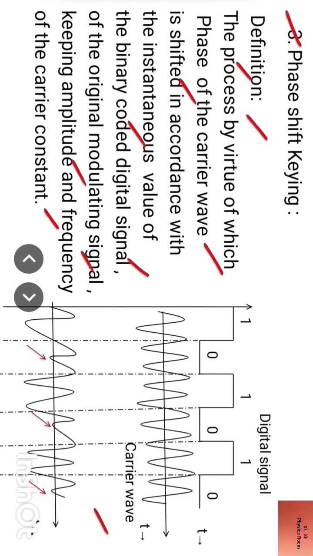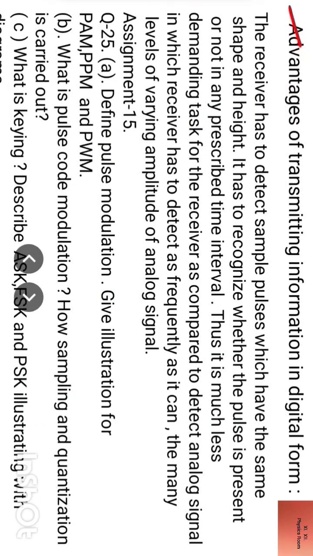Now look at this diagram. This is the digital signal, this is the carrier wave. Now see here, where 1 is there the carrier wave remains the same, and for 0 its phase is shifted. For 1 it remains as it is, and for 0 the phase is shifted. And this is called phase shift keying.